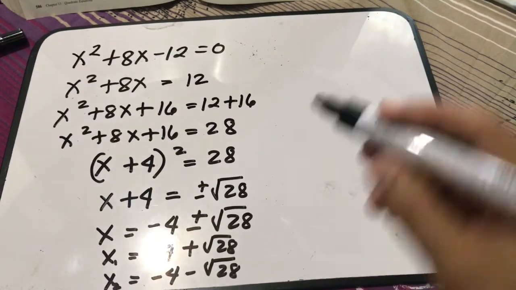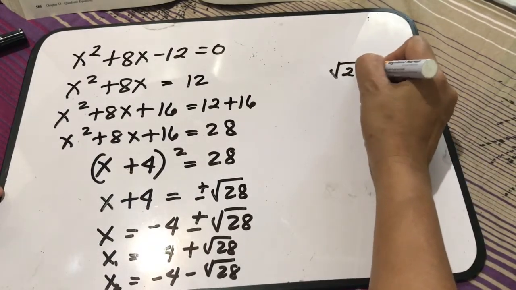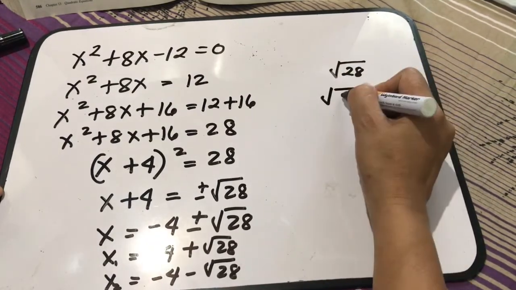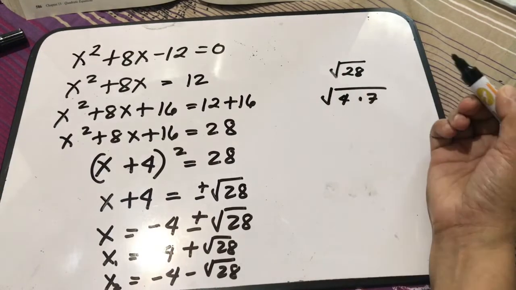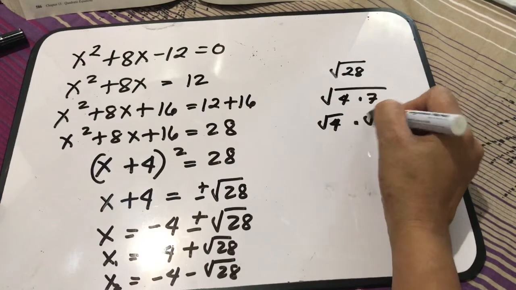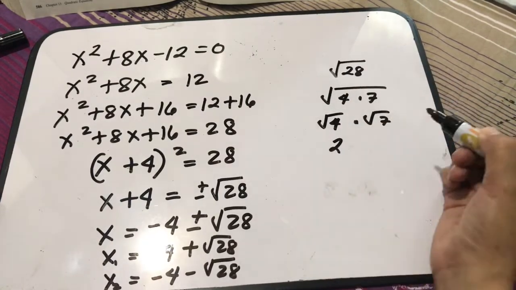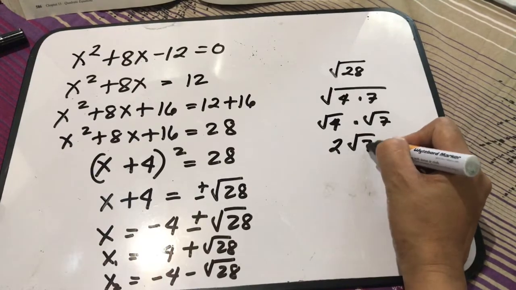Now, we can also simplify the square root of 28, because the square root of 28 is the square root of 4 and 7, which is the factor. So this will give you the square root of 4 times the square root of 7. Now, what is the square root of 4?